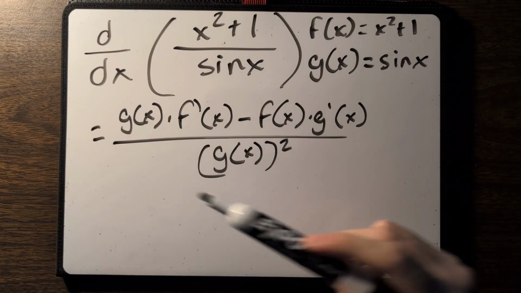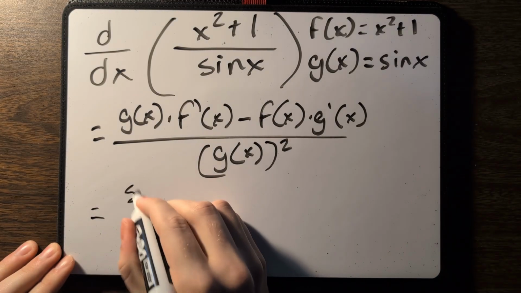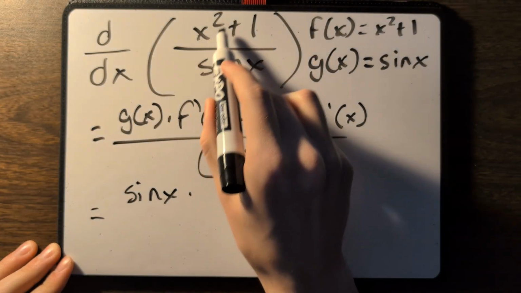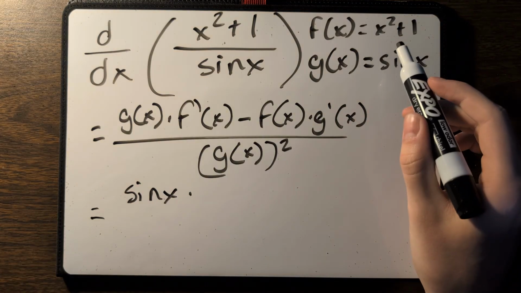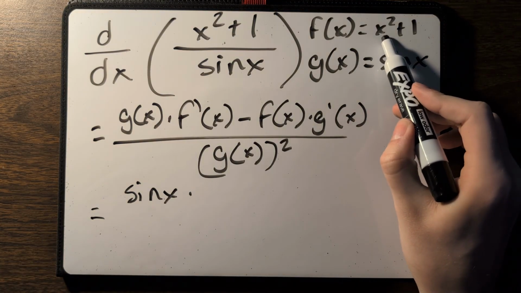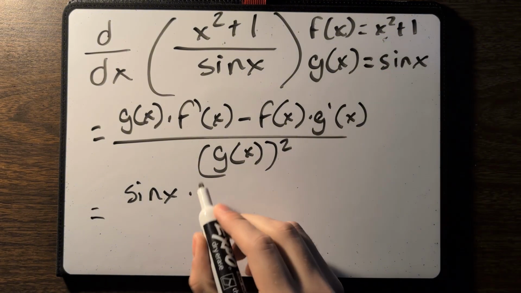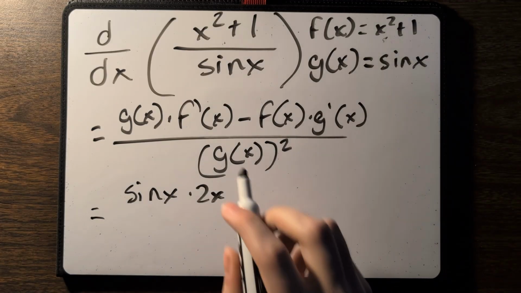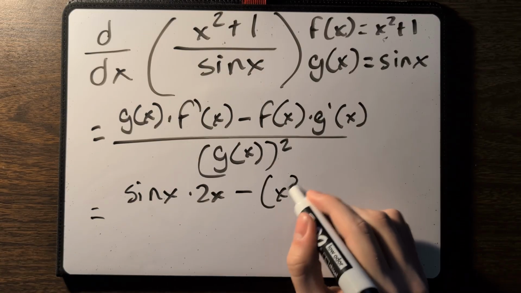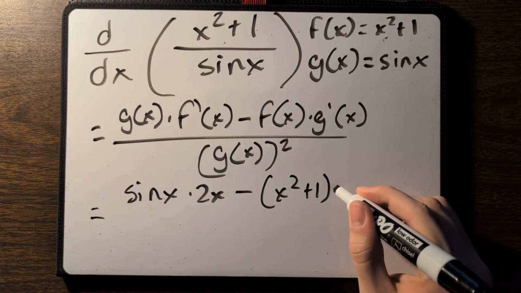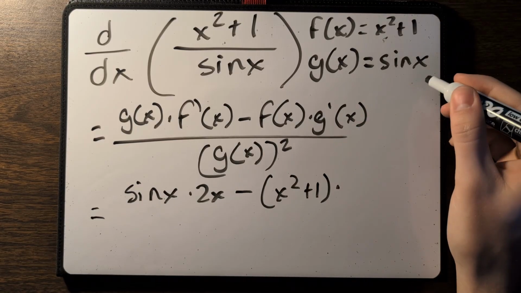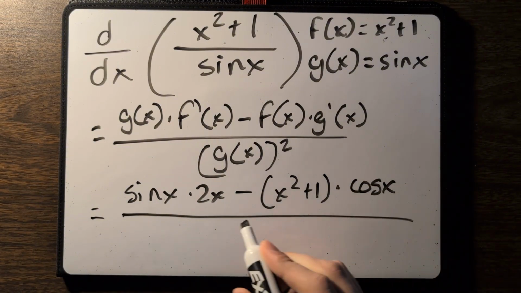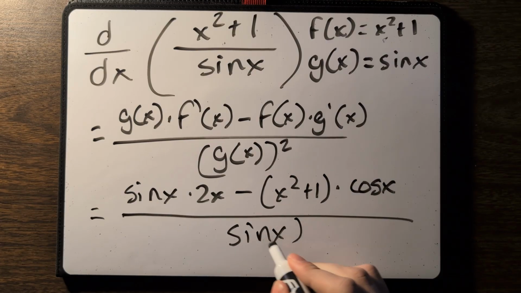So plugging in our values, we're going to have sine of x times the derivative of f of x, which, since they're added together, we can think of as two different derivatives. The derivative of x squared is going to be 2x. The derivative of 1, a constant number, is just going to be 0, so we don't have to worry about it. Minus x squared plus 1, the high function, times the derivative of the low. The derivative of sine of x is just cosine of x. All of this is over our low function squared.